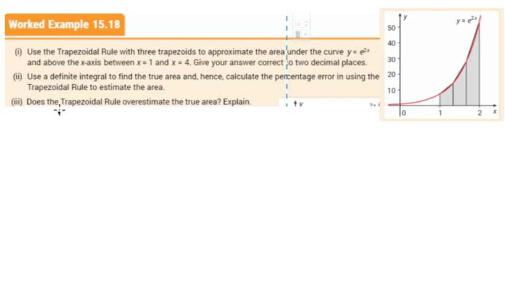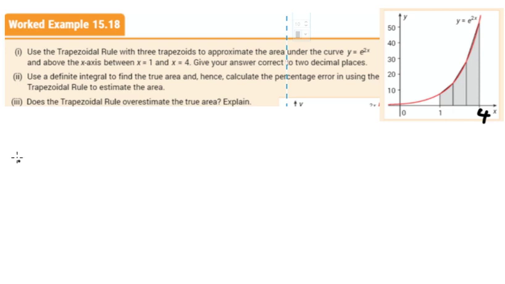Okay, so I'm going to just do quickly the example from the book, 15.18. There's a mistake in the book. This is for using the trapezoidal rule, but it says to do it between 1 and 4, and then it goes 1 and 2, and it does the whole calculation with 1 and 2, so that's a mistake. So I'm going to do it now instead with 4 here.